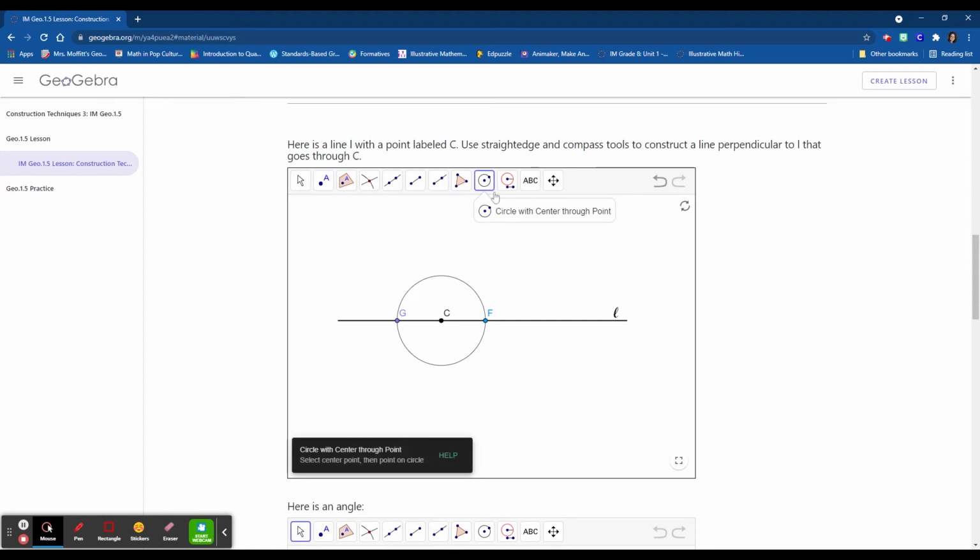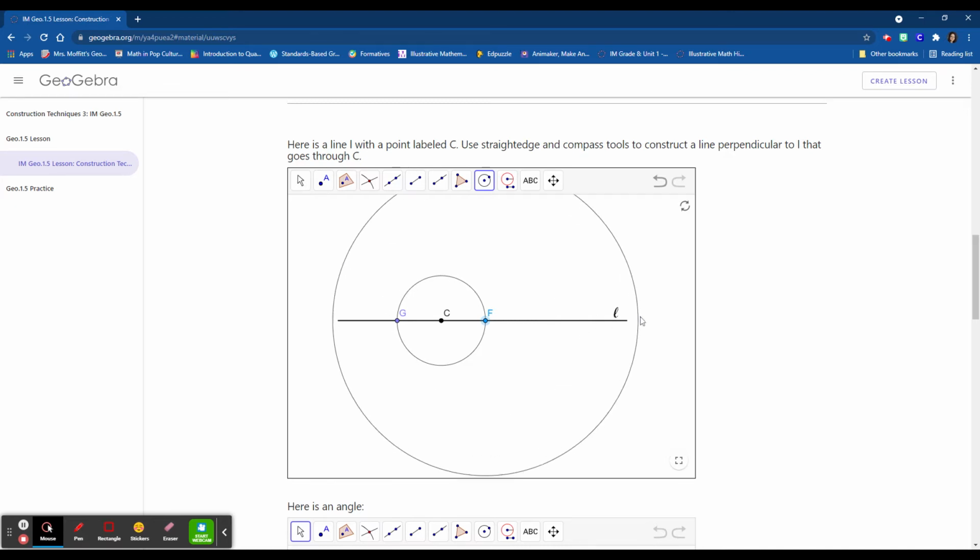So I'm going to come back and use the circle tool, my compass tool, and click on one of these intersection points. I'm going to start with my point F, and create a circle that's a little bit bigger than the first one that I made. I can make this one really big if I want to. Really, it just needs to be slightly larger than the one that you made at first.